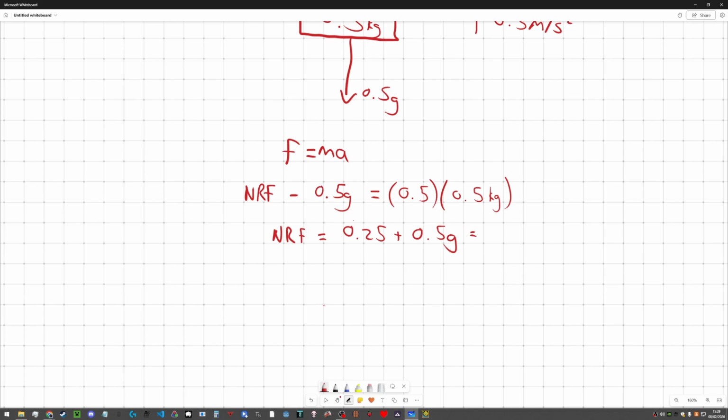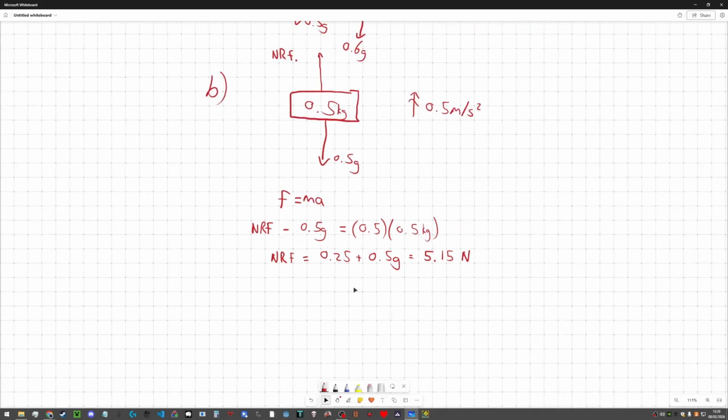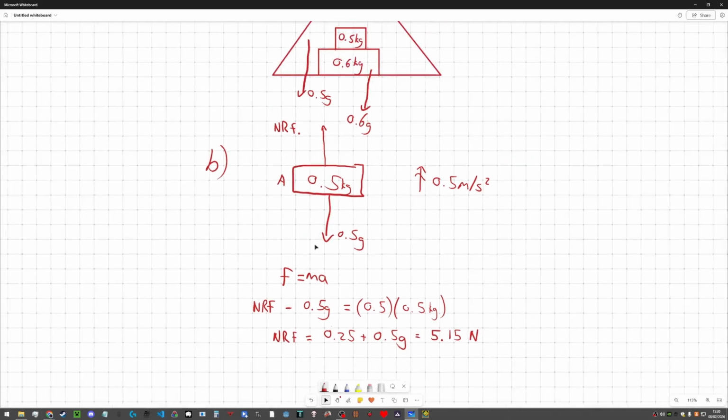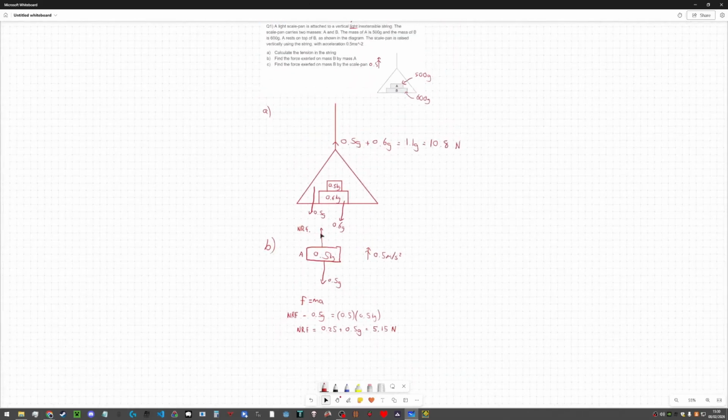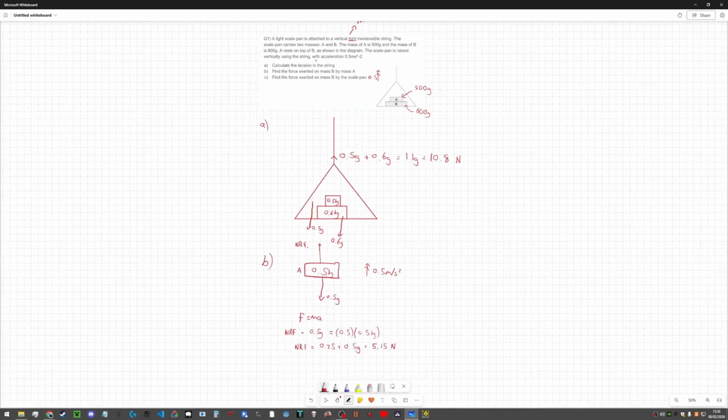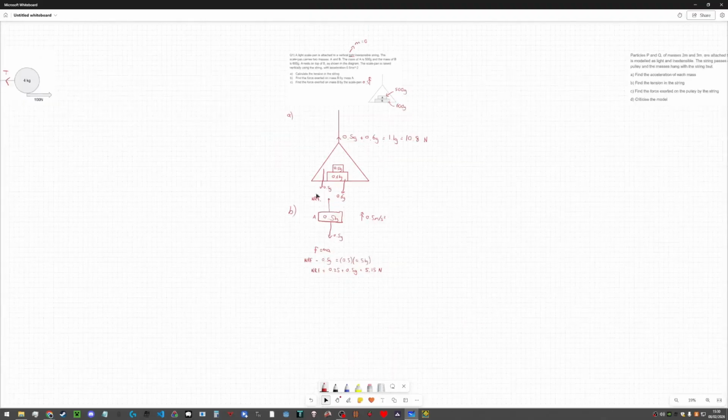which is equal to 5.15 newtons. Since this is the normal reactive force of B onto A, this will then be equal to the force on mass B by mass A, due to Newton's third law. So that is question B done.